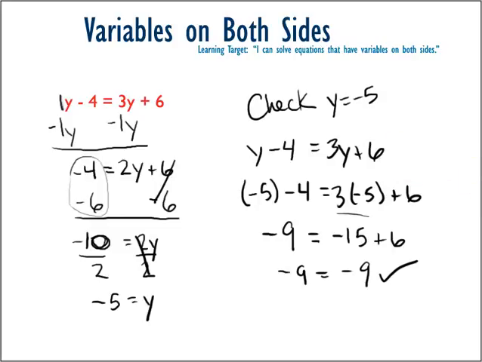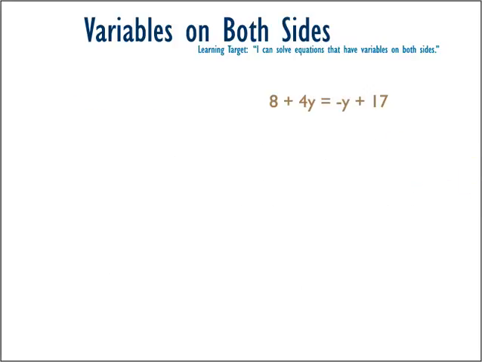So let's hide that and bring this one out. This one is basically very similar. We have a variable on both sides, a 4y and a negative y. And if you remember, that is a negative 1y. And you think to yourself, which one is smaller, 4y or negative 1y? Well, the negative 1y is smaller. And to get rid of a negative 1, I add 1y.